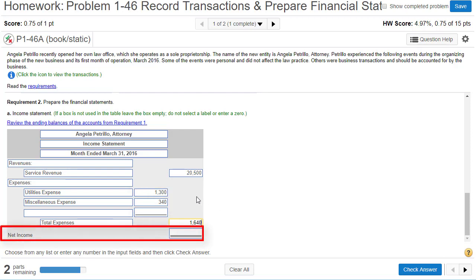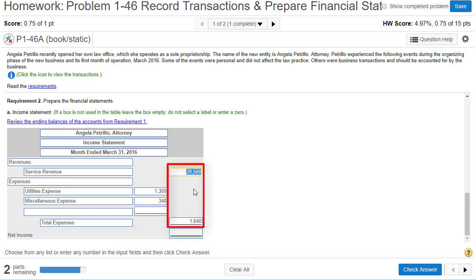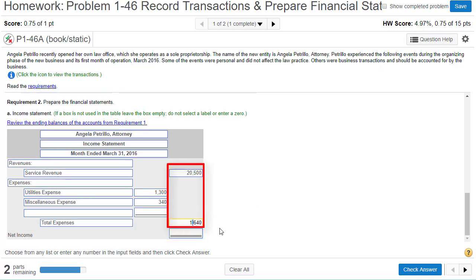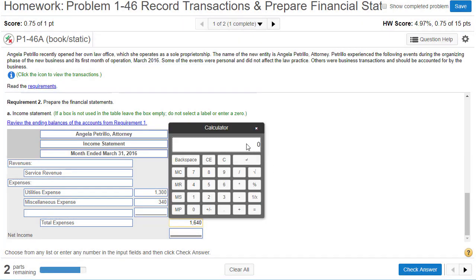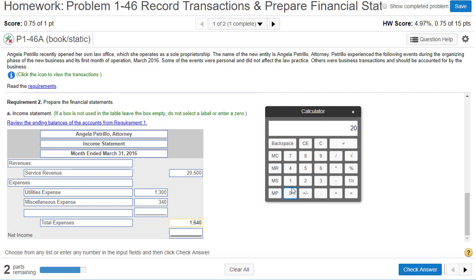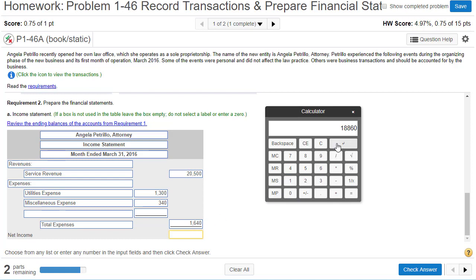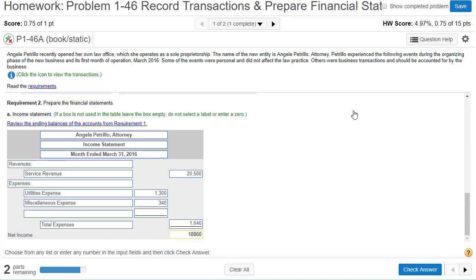Now, to get our net income, we're going to take our revenues and then subtract our expenses. So we've got $20,500 of revenue, subtract $1,640 of expenses, gives us $18,860 of net income, also known as profit. So finally, we found out that this company is profitable.